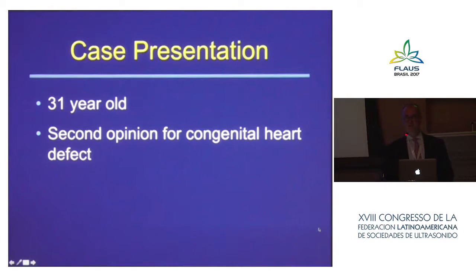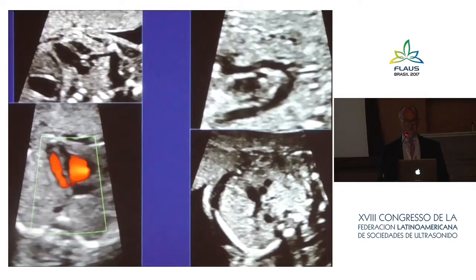Okay, let's look at a few other cases, different types of diagnoses of the fetal heart. A 31-year-old with a second opinion for congenital heart defect. So what do we see here? We see a difference in size of the ventricles. And we see this arch, although it seems to be somewhat narrow, right at the top of the arch here, and then it kind of balloons out a little bit. You could use color. I don't think that really changes how we see the difference in sizes of the ventricles.